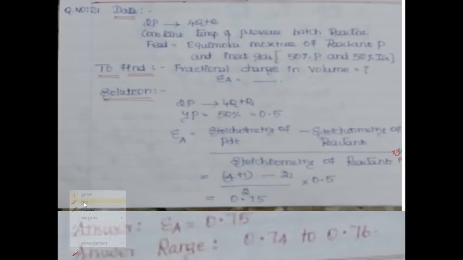Data: given equation 2P gives 4Q plus R. Condition: constant temperature and pressure batch reactor. Feed is an equimolar mixture of reactant P and inert gas, 50% P and 50% inert gas. The objective of this problem is to determine the fractional change in volume. It is designated as epsilon A or epsilon.